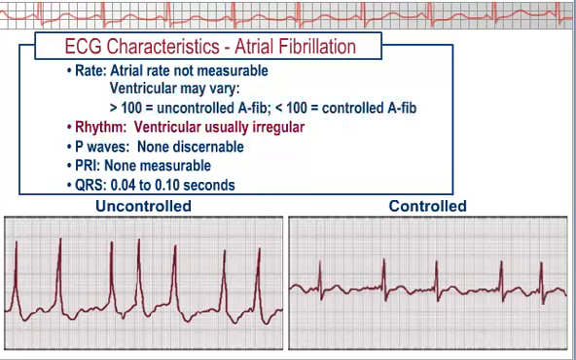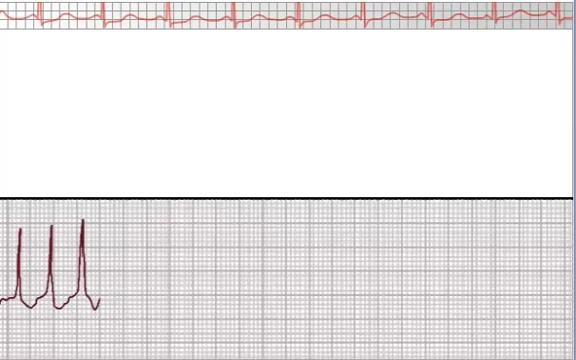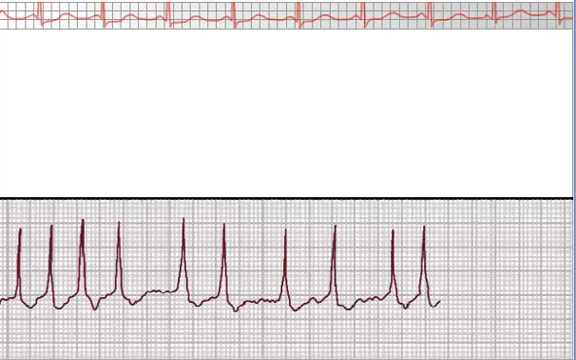Rhythm. Ventricular rhythm is usually irregular. P waves, none discernible. PR interval, none measurable. QRS, 0.04 to 0.10 seconds. Remember that it's the ventricular rate that is of prime concern.